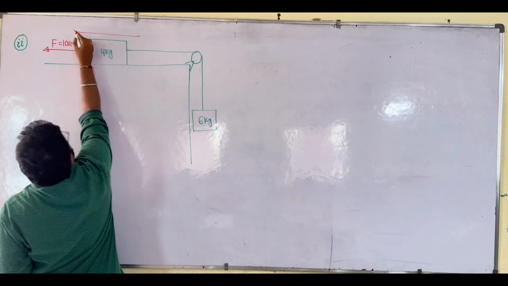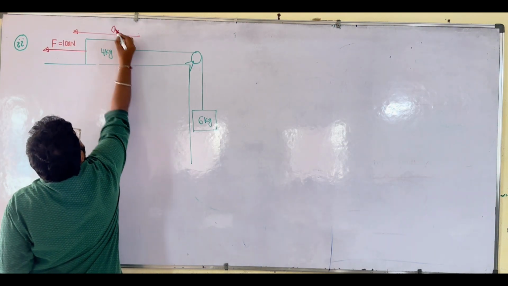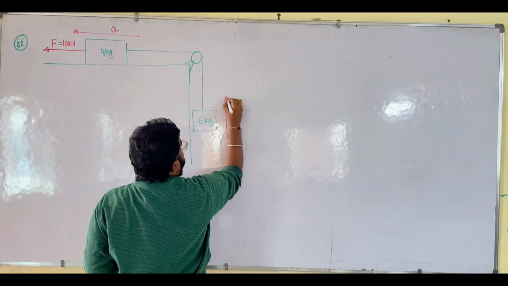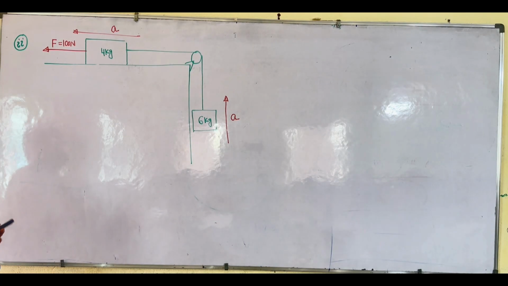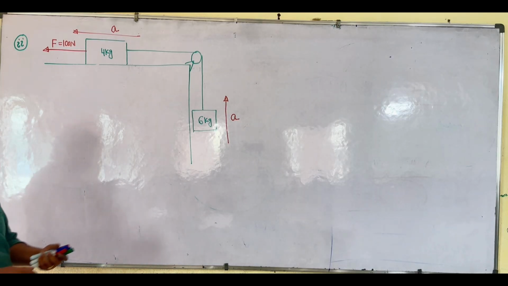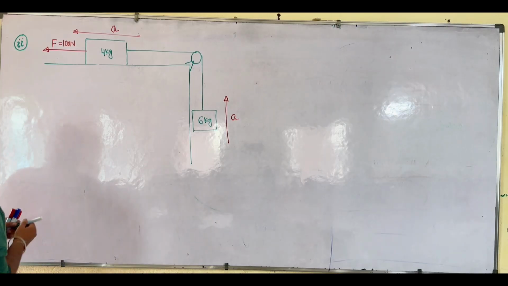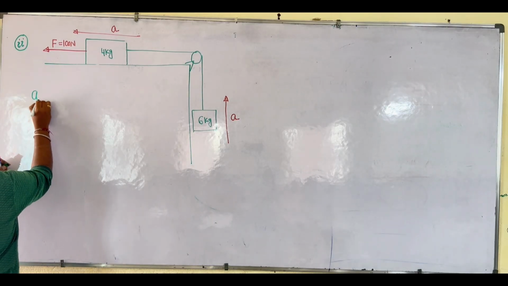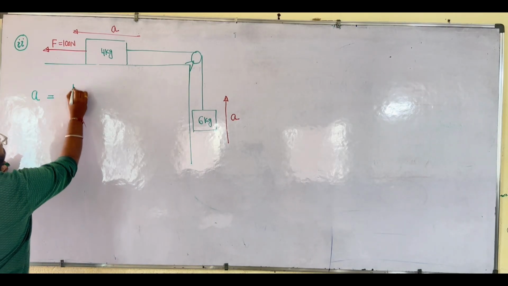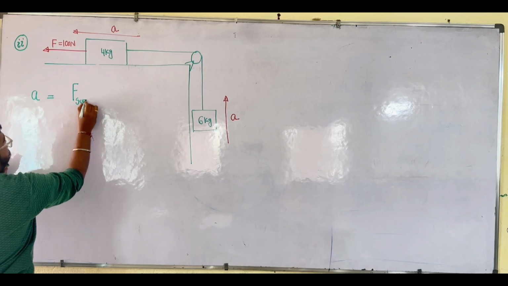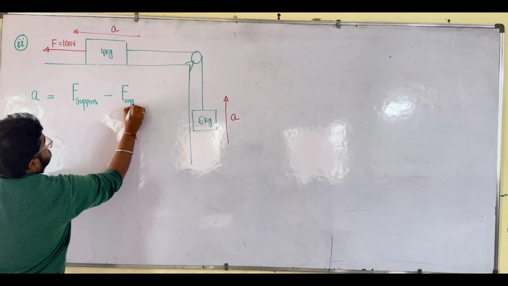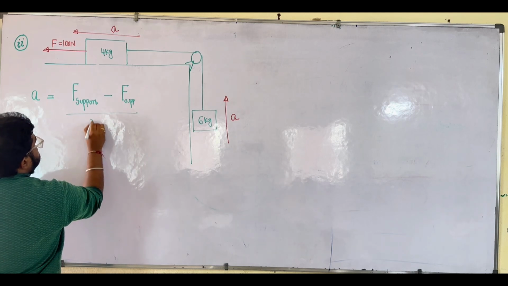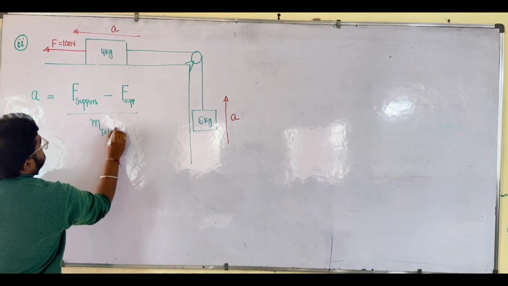So the acceleration is along this direction. Understood? How to write the acceleration directly? Acceleration equal to how much? Supporting force minus opposing force, by the total mass of the system.